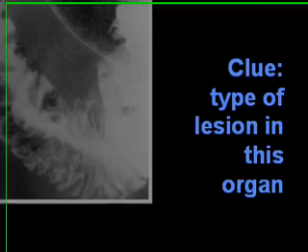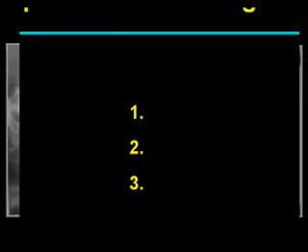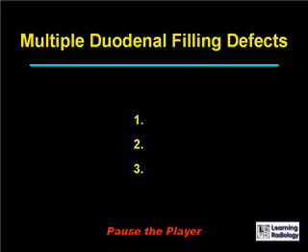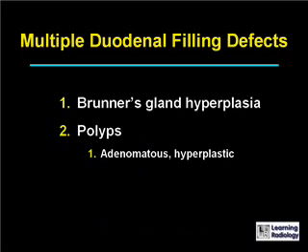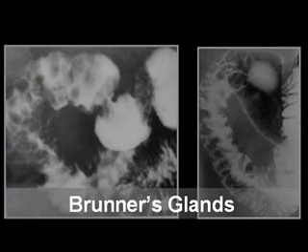This is your next differential. The differential is multiple duodenal filling defects. There are 3 causes. The causes are Brunner's gland hyperplasia, polyps, either adenomatous or hyperplastic, and lymphoma.